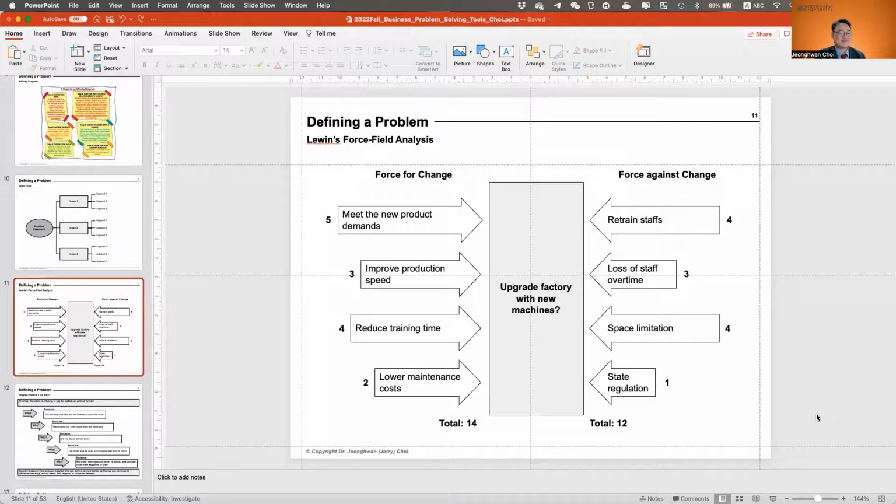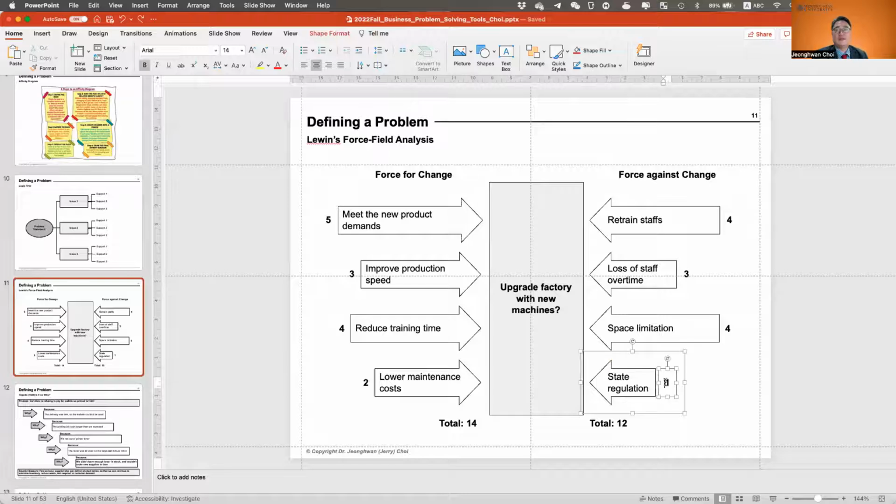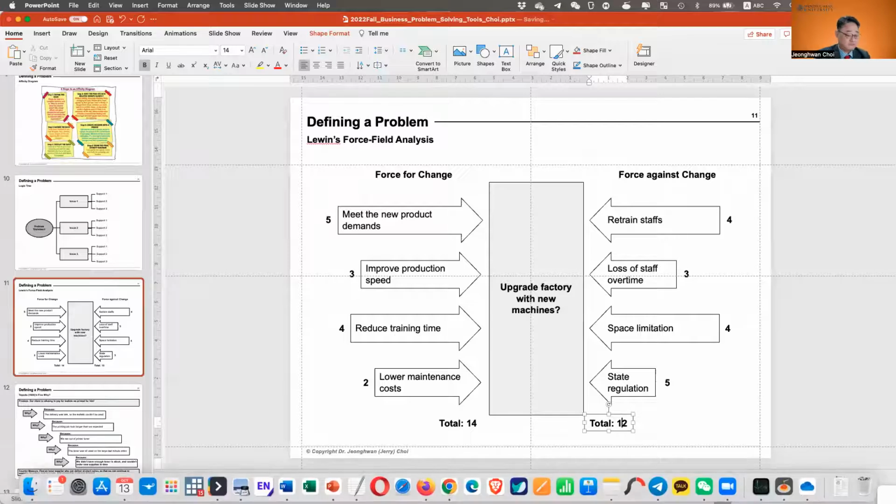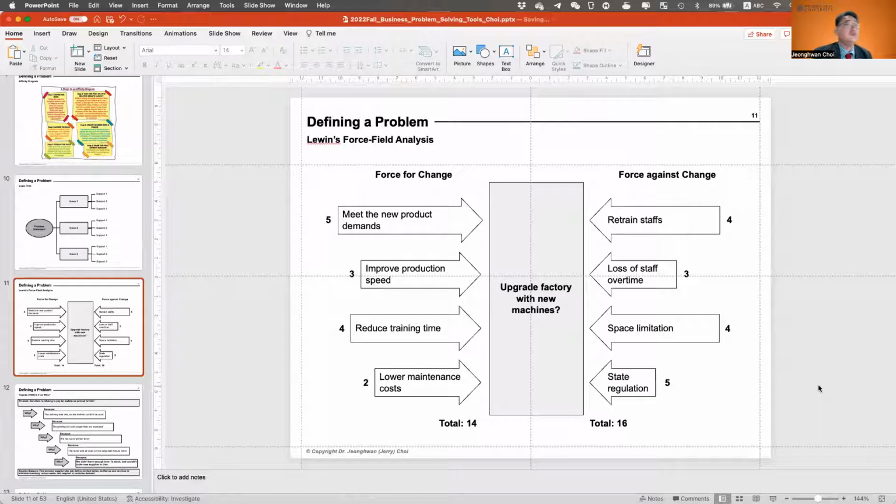Oh yeah, sure. Probably this can be a stupid choice, but however, this is my result. Any problem? No problem. If something is wrong, maybe the state regulation is getting more important, and that becomes a 5. And that's 4. Okay, 16. Then I can stop.